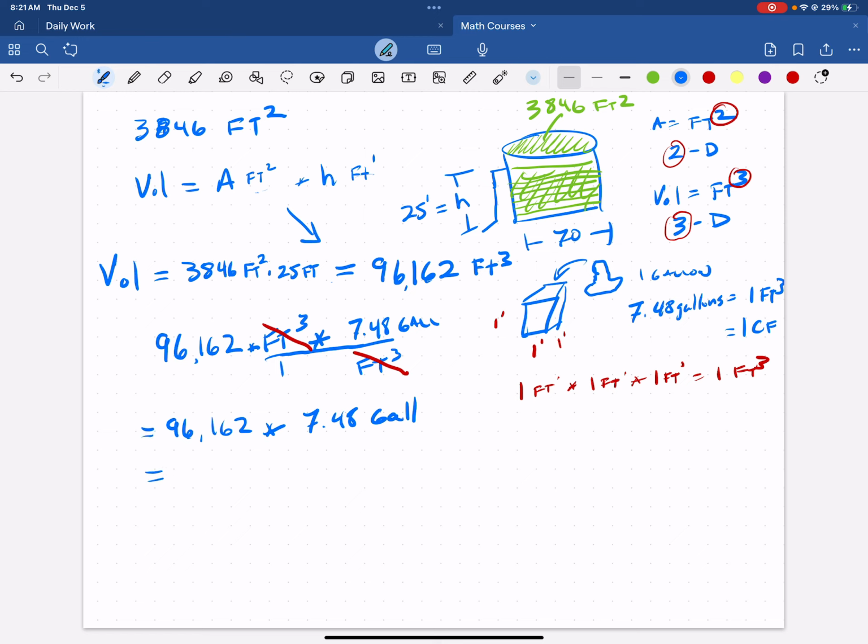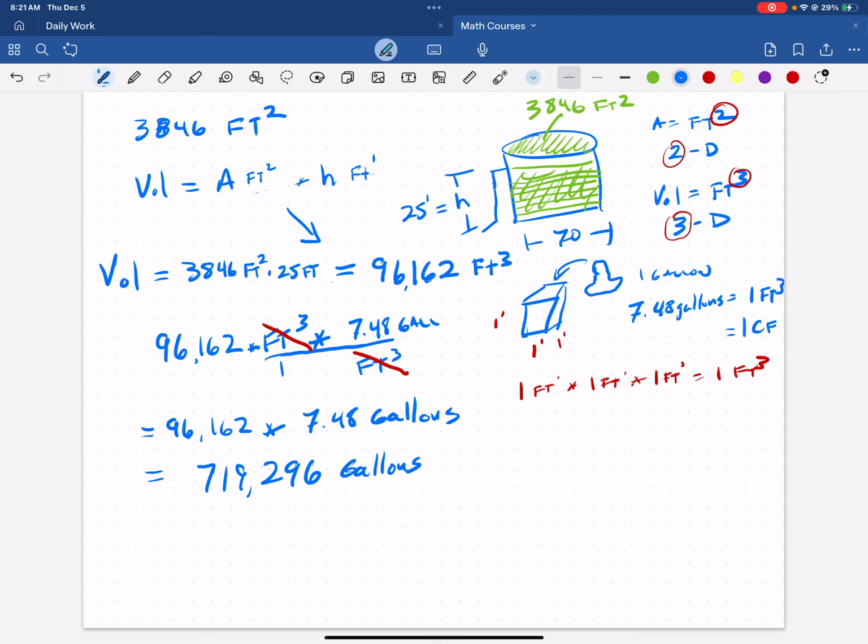So 96,162 times 7.48, 719,290. We're going to round that up. Gallons. All right, cool. So 719,000 gallons. So that makes sense. A 70-foot diameter tank, 25 feet high to the overflow. Yeah, that's about 700,000 gallons.